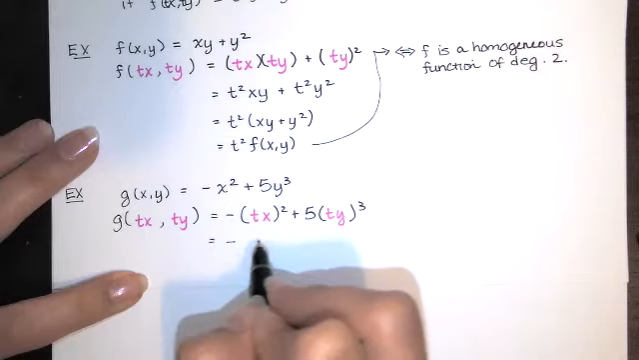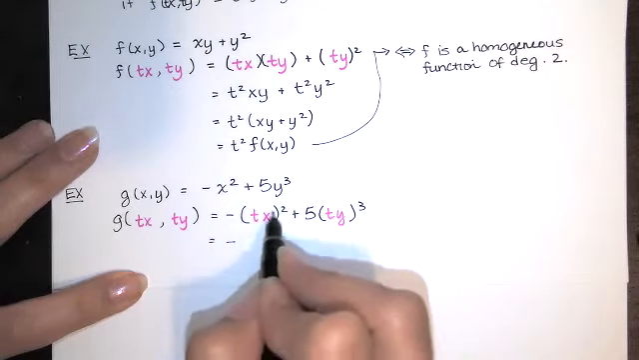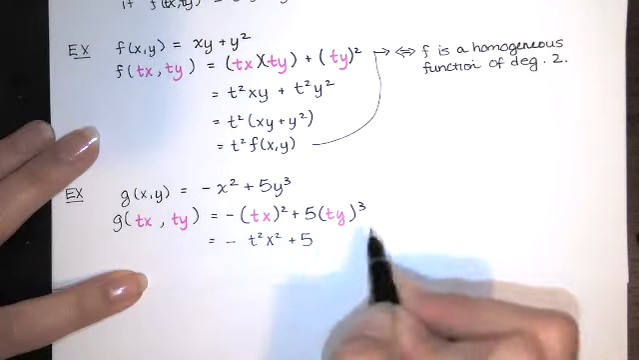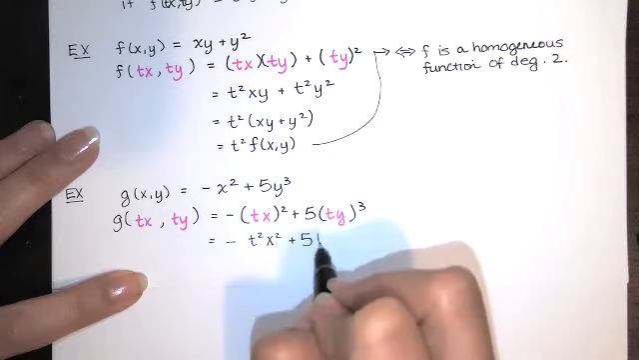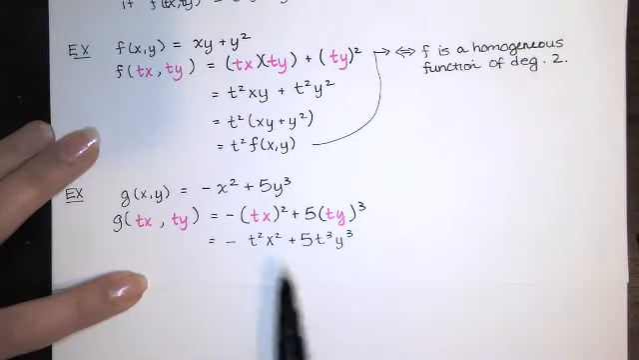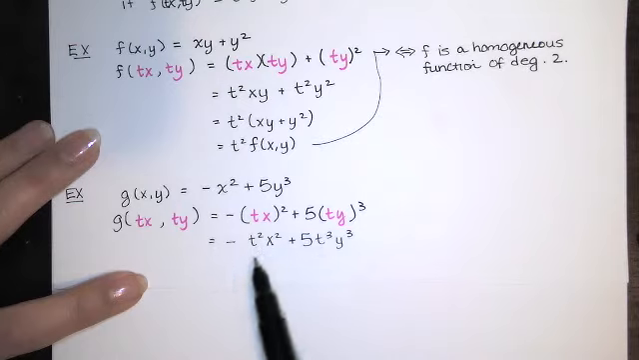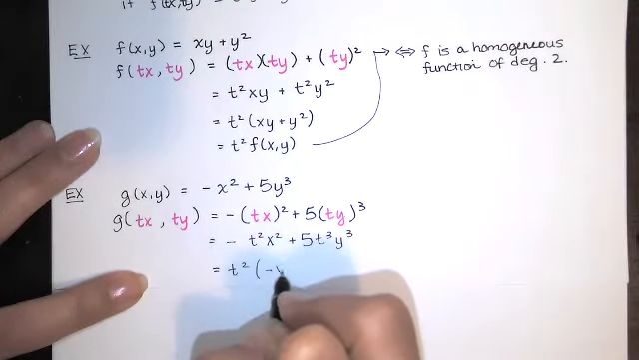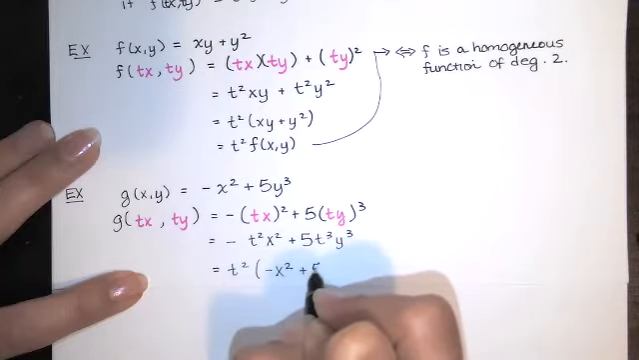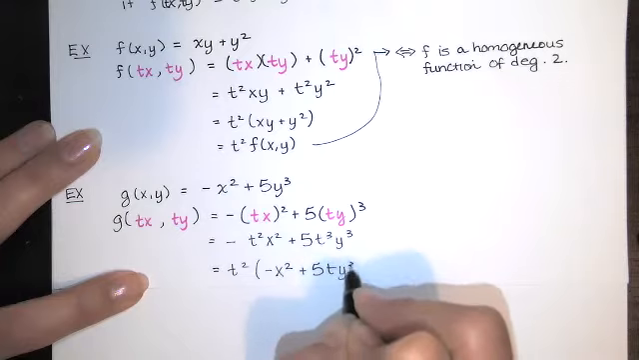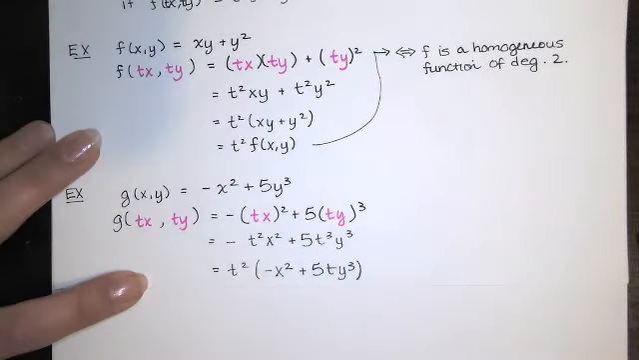Well, we've got -1 times this. If you're squaring a product, you square each factor separately. If you're cubing a product, you cube each factor separately. And then you look at both of these and you say, well, what's the highest power of t I can factor out? I can factor out a t squared. So I've got t squared times negative x squared plus 5, and that was a t cubed, so I'm still left with an extra t, 5t times y cubed.